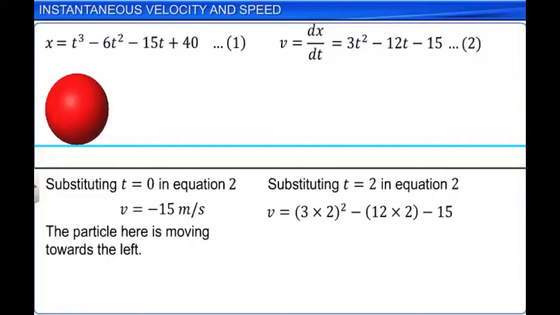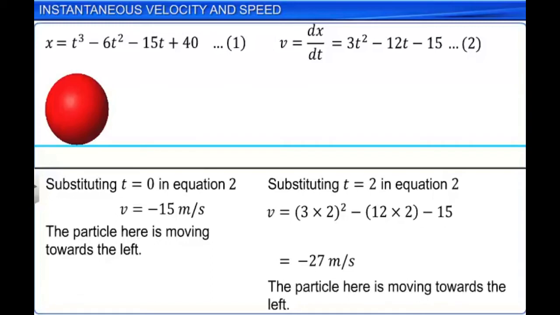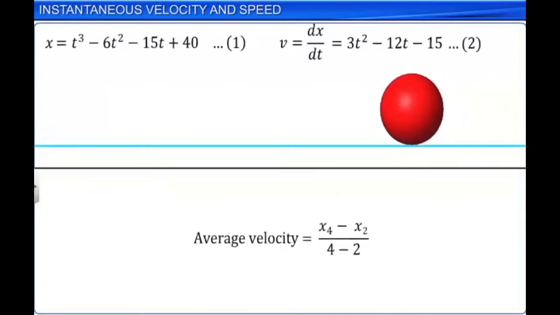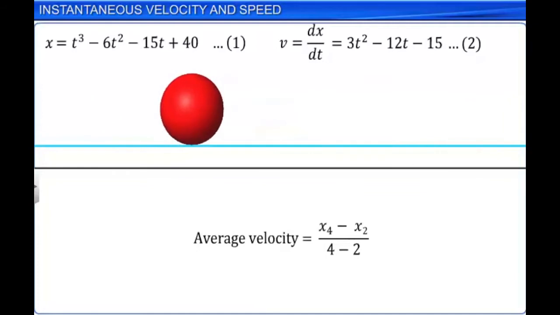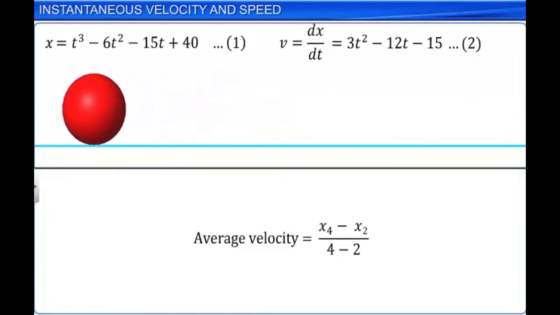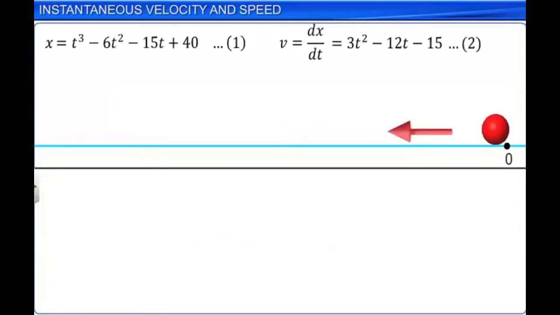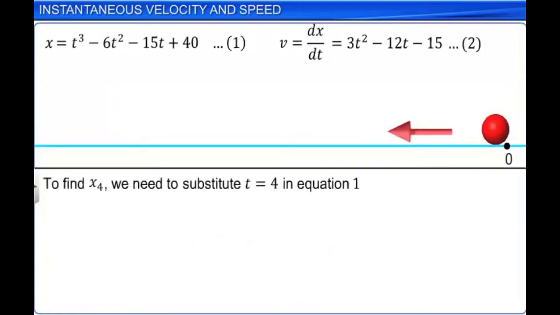Average velocity is equal to (x4 - x2)/(4 - 2). To find x4, we need to substitute t = 4 in equation 1. x4 = 4^3 - 6 multiplied by 4^2 - 15 multiplied by 4 + 40 = -52 meters. The particle is situated to the left side of the origin.